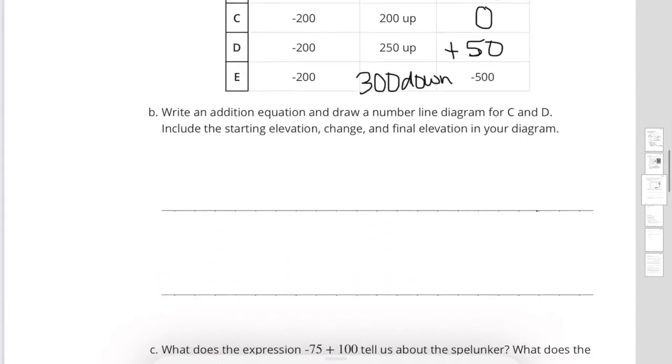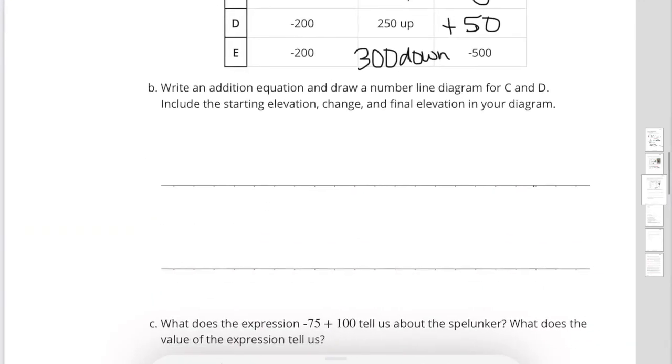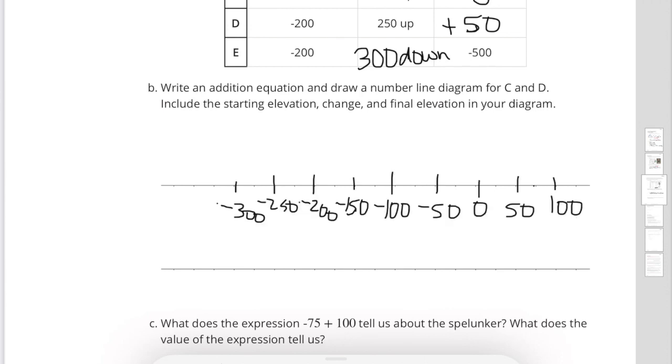And B, it wants to write an addition equation and draw a number line diagram for C and D. Include the starting elevation, the change, and the final elevation in the diagram. So I start at negative 200 for C. I move 200 feet up, so that would be the positive direction. And I finish at 0 feet.